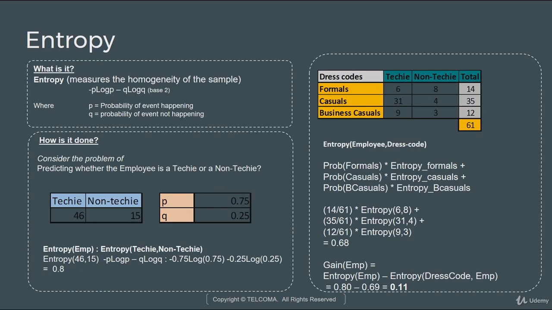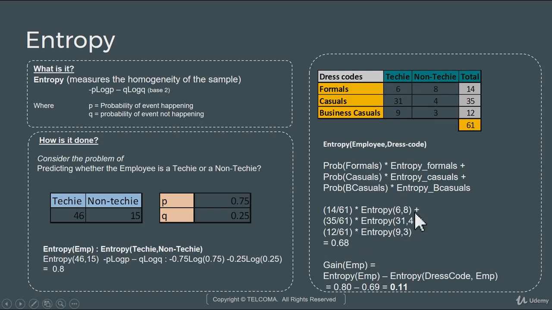So probability of formals would be 14 by 61. So you have 14 formals divided by the entire sum 61, into entropy of formals, and that would be 6 by 8. So you repeat the process for probability of casuals into entropy of levels in casuals, and then the same process for business casuals. So you get 0.68 if you do the math.